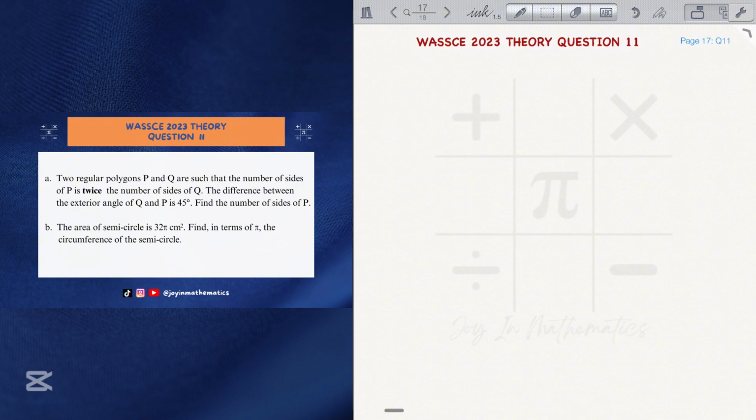Now let's proceed further to question 11. The question says, two regular polygons P and Q are such that the number of sides of P is twice the number of sides of Q. The difference between the exterior angle of Q and P is 45 degrees. We should find the number of sides of P.